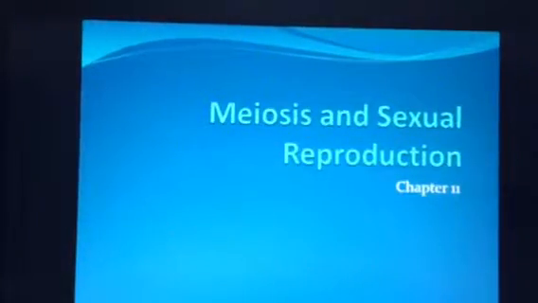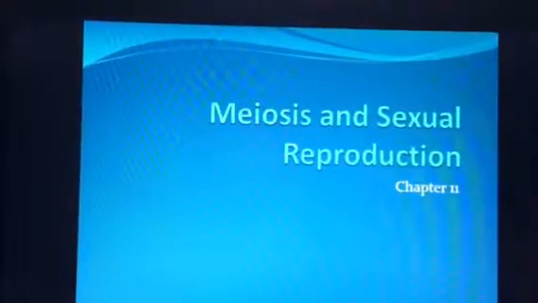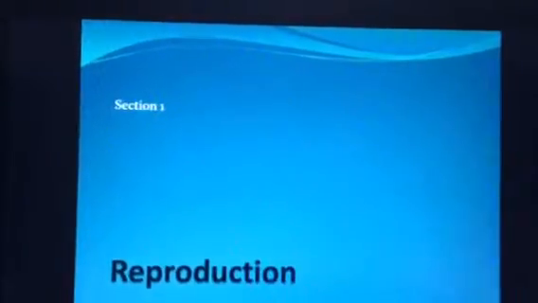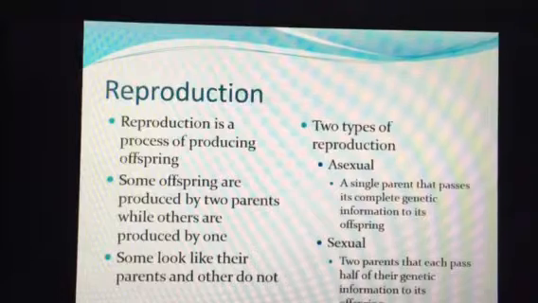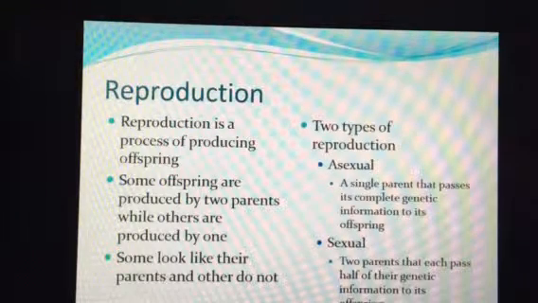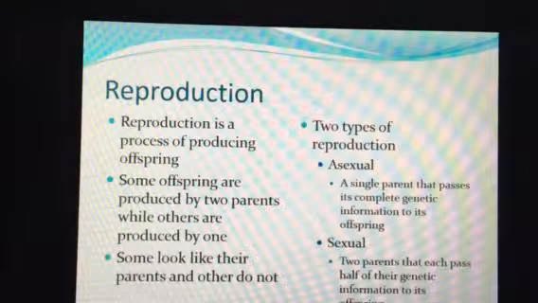Okay, in chapter 11, we're going to talk about meiosis and what we know as sexual reproduction. So let's talk about the two different types of reproduction here in section 1. The two different types are sexual and asexual. First off, you should know a couple things about reproduction. One, to reproduce is to make an offspring.